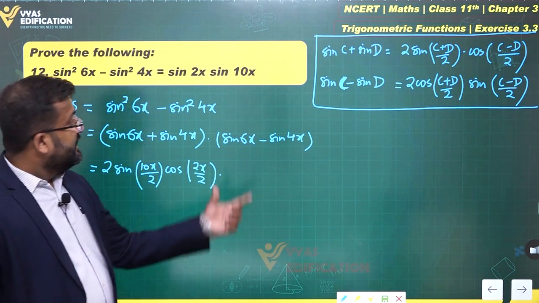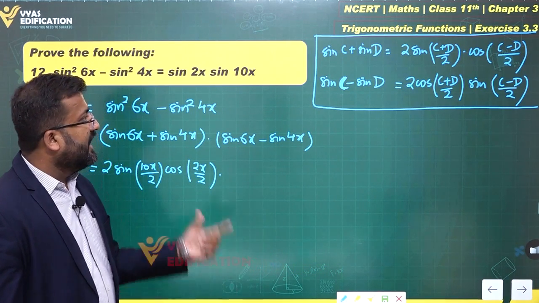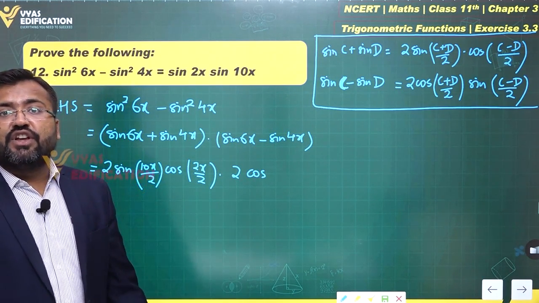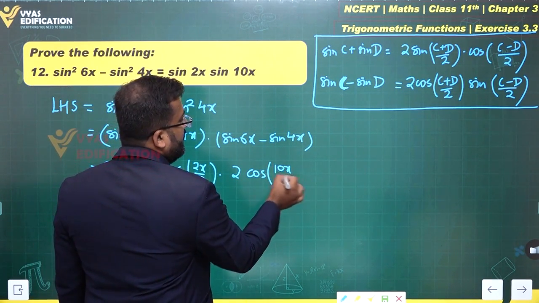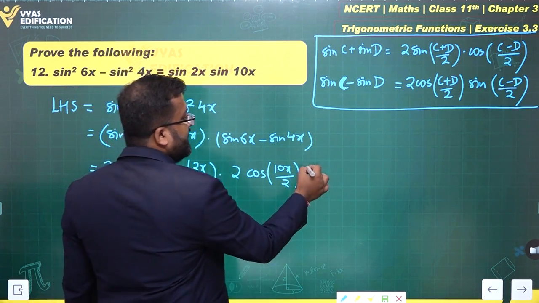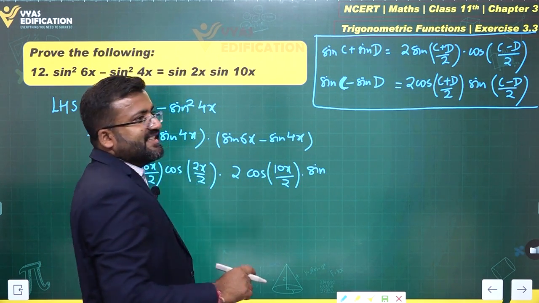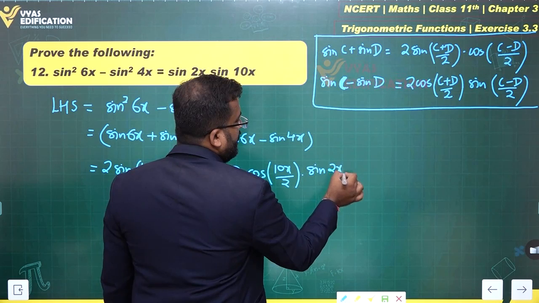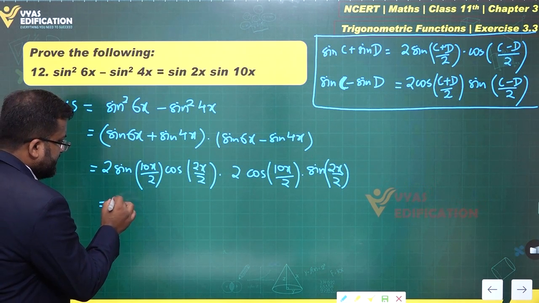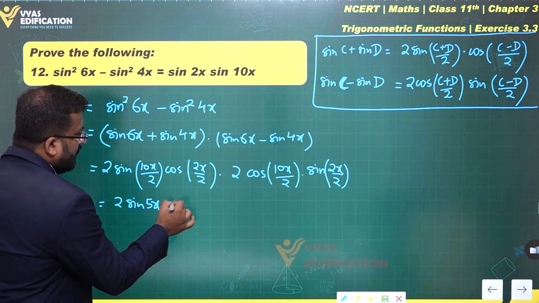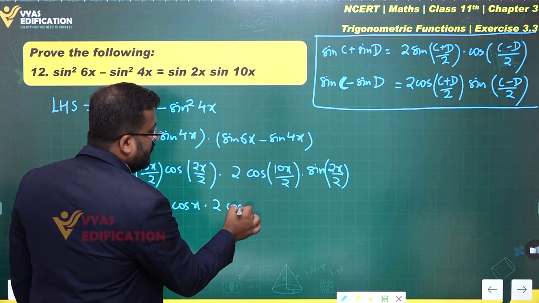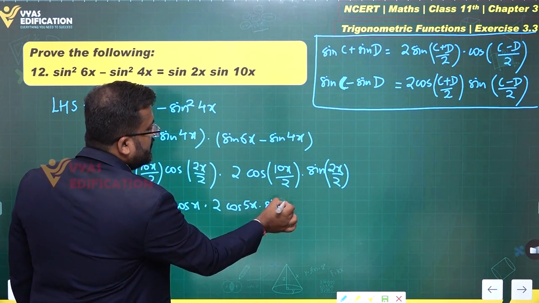What next? This is sine C minus sine D, another product, and that will be equal to 2 times cos of C plus D by 2, 6x plus 4x is 10x by 2, times sine of C minus D by 2, which is 6x minus 4x, which is 2x by 2. Okay, this is one identity that we have used. This is written as 2 sine 5x cos x into 2 cos 5x sine x.